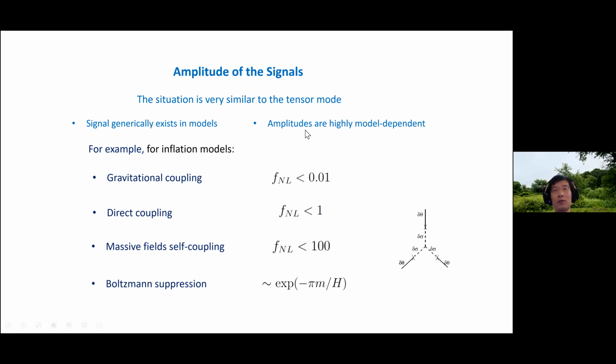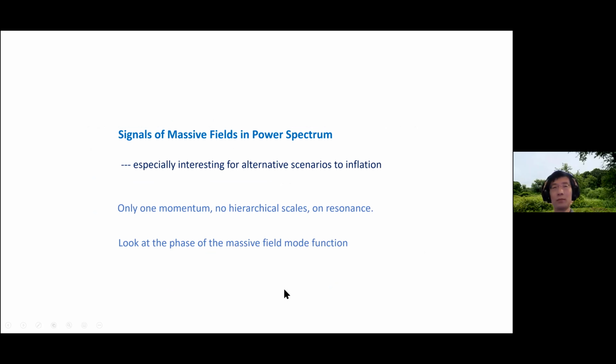So the situation is very similar to a tensor mode. It depends on what kind of couplings you're interested in between the massive field and the curvature fields. And here I'm using some concrete models of inflation, quasi single field inflation, as an example. You'll get various ranges of FNL. And the most optimistic one is when you couple in the self-interactions among the massive fields. That basically is given by the observation. And also you have to pay a penalty of Boltzmann suppression.